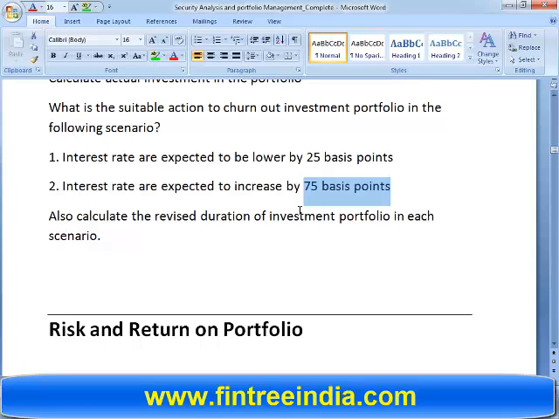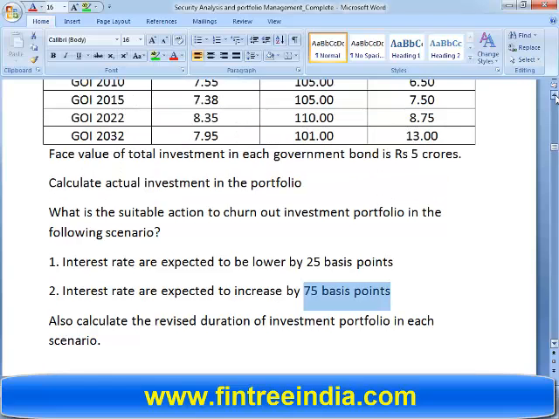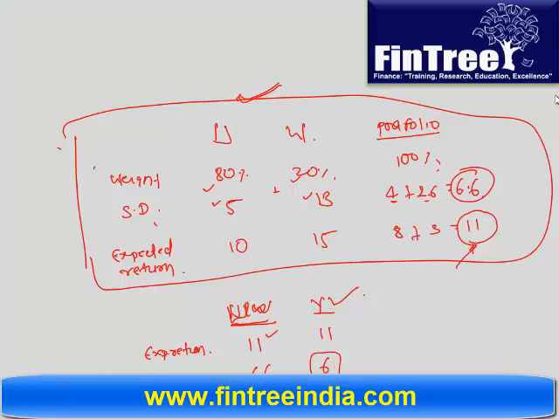So let's solve for this. It might look initially a bit difficult, but it's a relatively easier question to approach. Let me first explain what it means.